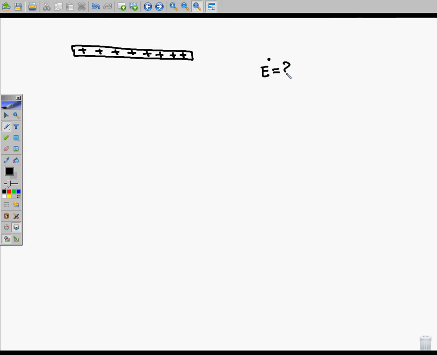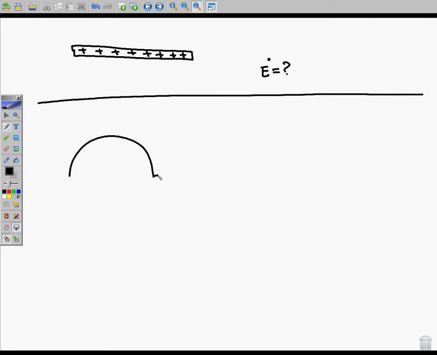We're also going to have to figure out if you had a curved rod in a semicircle. Let's say this rod was positively charged. We're going to calculate the strength of the electric field right at that center point of the semicircle.